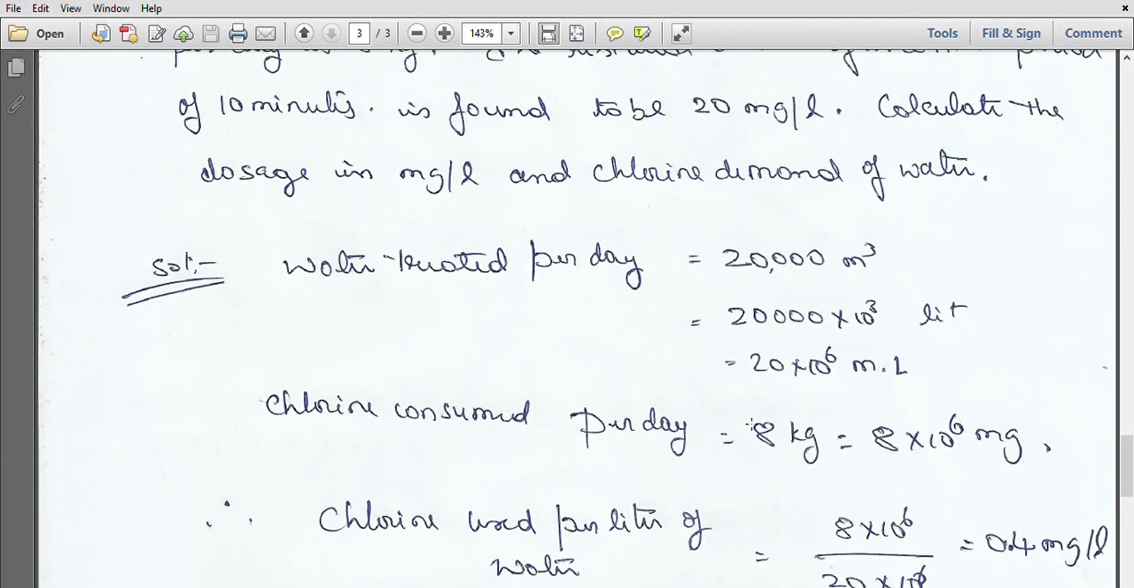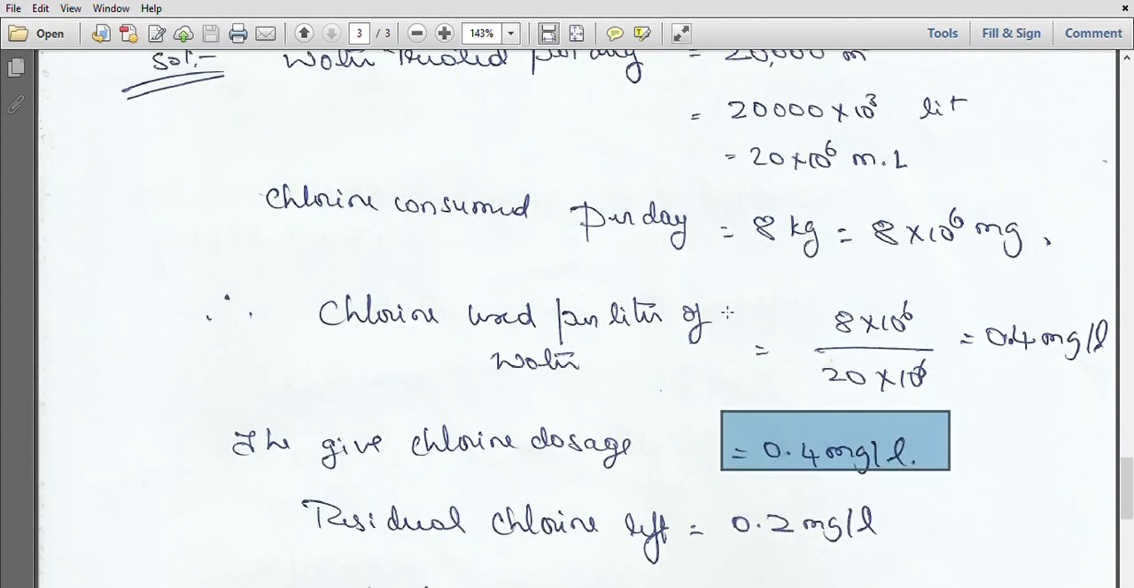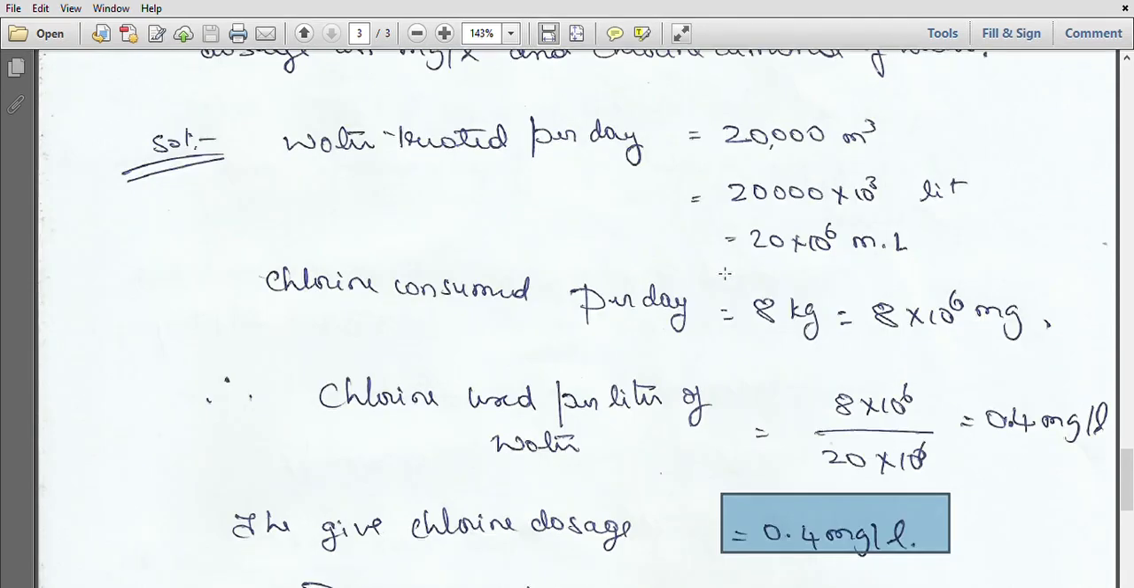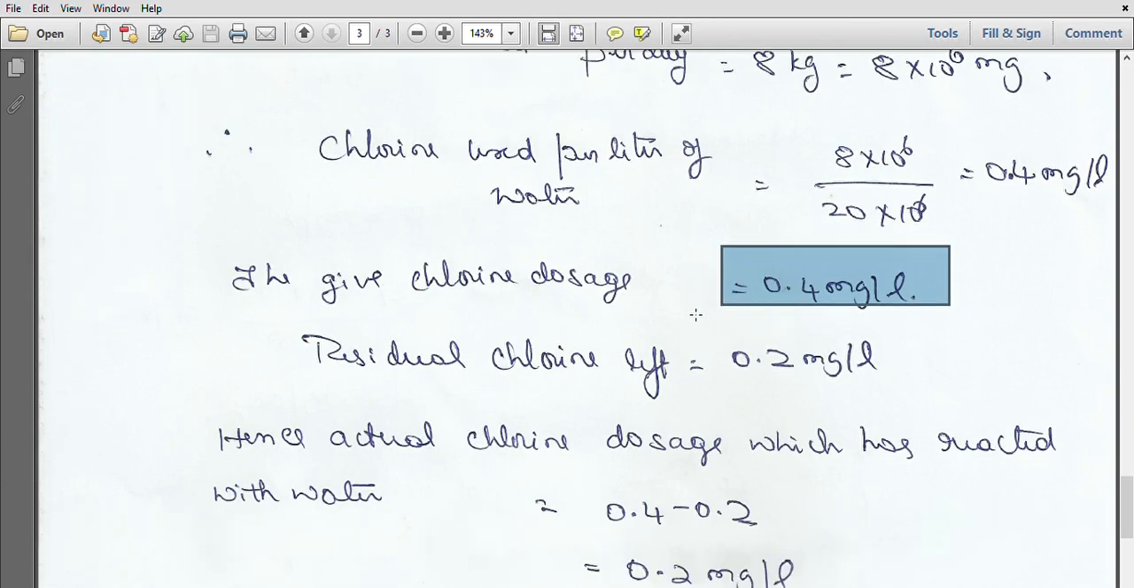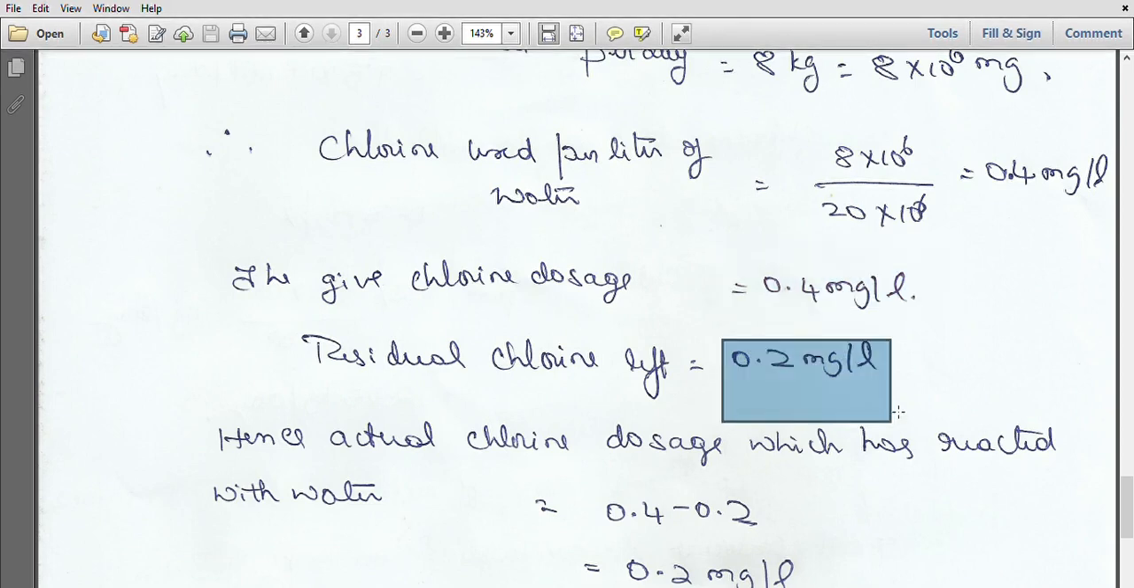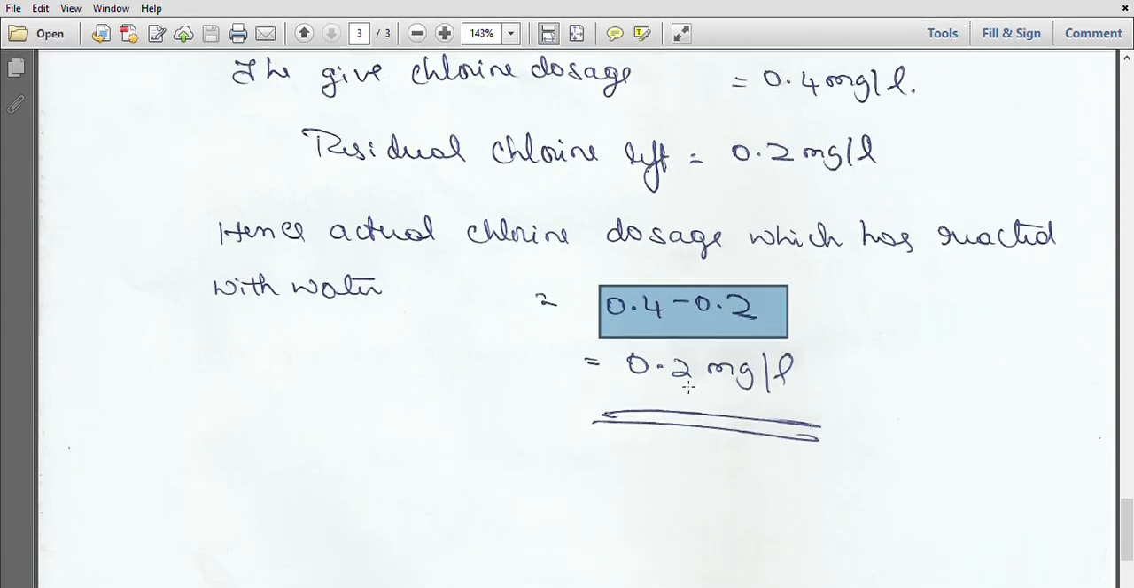What is the residual chlorine? It is 0.2 mg per liter. So hence the actual chlorine dosage which has reacted with water, that is the chlorine demand, is 0.4 minus 0.2. The 0.4 is the chlorine dosage and 0.2 is the residual chlorine. So that is equal to 0.4 minus 0.2, that is 0.2 mg per liter. That is a very simple calculation.